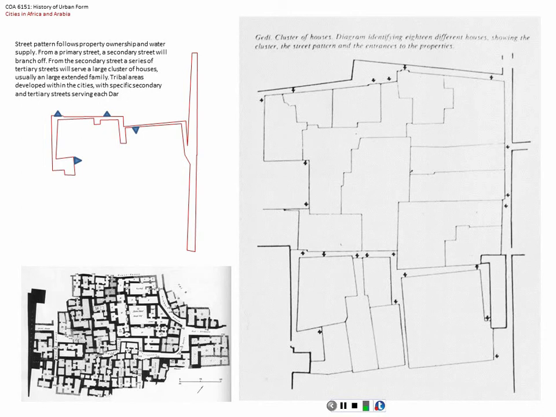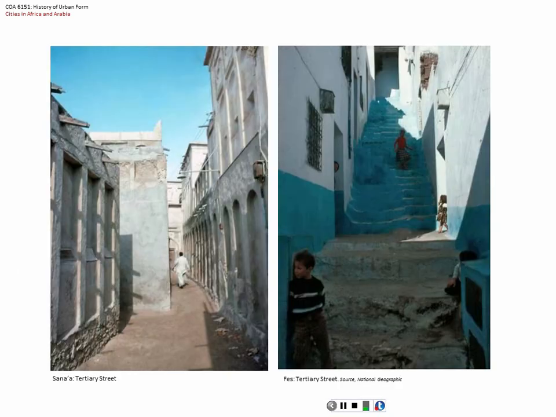So if we look down at Assur on the lower left, we see a very similar pattern here where we have clusters of housing, identifying 18 different houses showing that clustering, and then the street pattern and the entrances to those properties. Now that is actually following the water supply. So you have two things. You have familial or tribal ownership, extended families, and then you have this water supply, both of effluent and of water, clean water coming in.